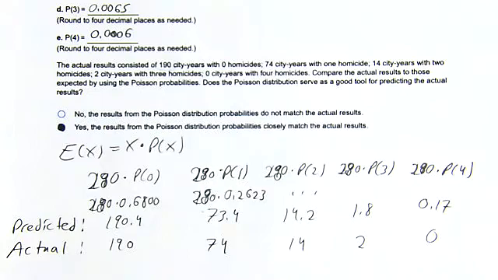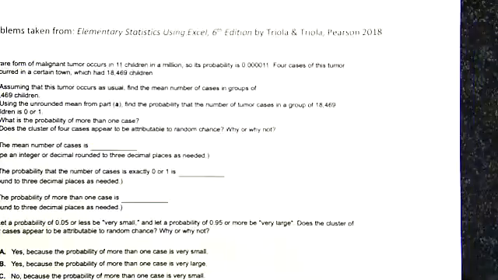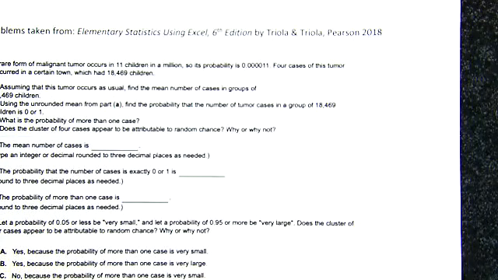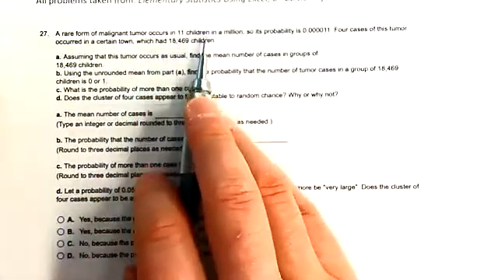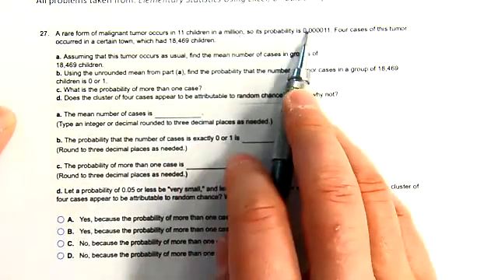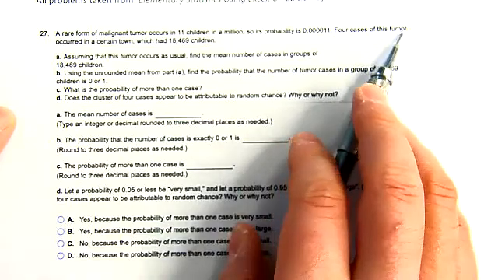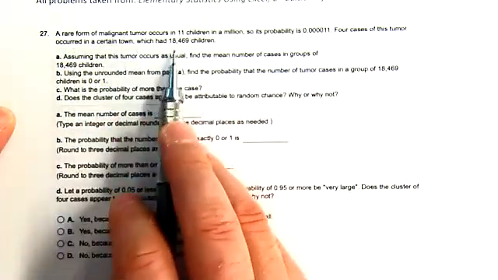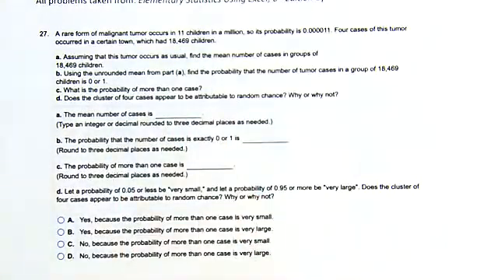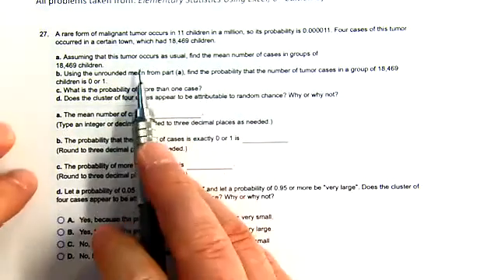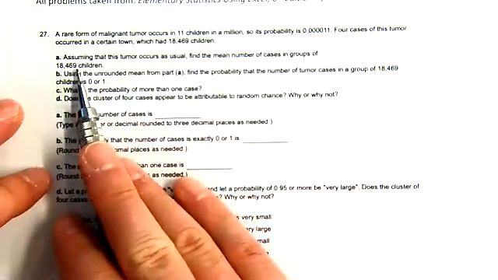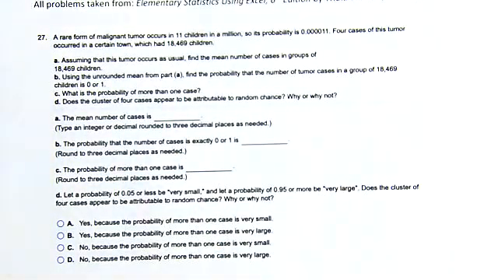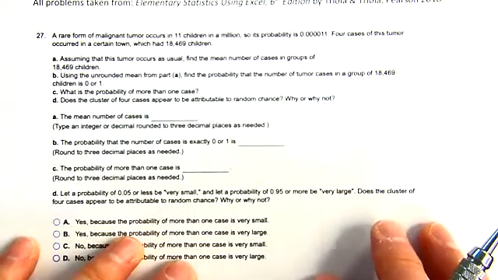Okay, just one more calculation, and then the rest are vocab. So let's take a look at it. A rare form of malignant tumor occurs in 11 children in a million, so its probability is 0.000011. 4 cases of this tumor occurred in a certain town, which had 18,469 children. Assuming that this tumor occurs as usual, find the mean number of cases in groups of 18,469 children. So this one's turned around a little bit.